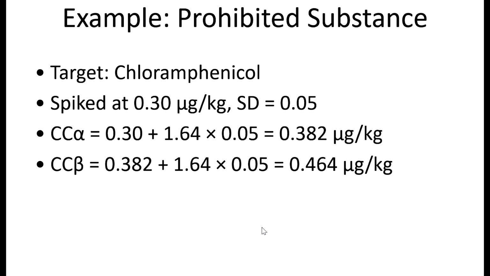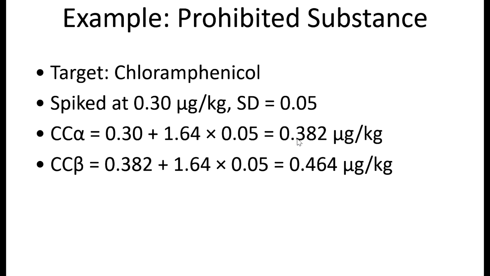How to calculate this? The target compound here in this example is chloramphenicol. The minimum required performance limit for this is 0.3 microgram per kilogram. So you will spike 20 samples at this level of concentration, and you will determine the standard deviation. From the standard deviation, you will first calculate CCα, which is equal to the minimum required performance limit for this compound that you spiked already in the samples, plus 1.64 multiplied by 0.05, the standard deviation, equal to 0.382.